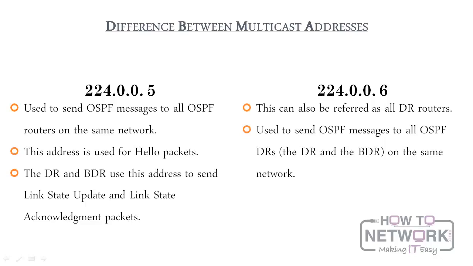And then we have address 224.0.0.6. This can also be referred to as all designated routers. This is used to send OSPF messages to all OSPF DRs and BDRs on the same network.